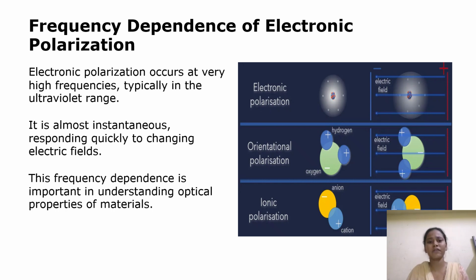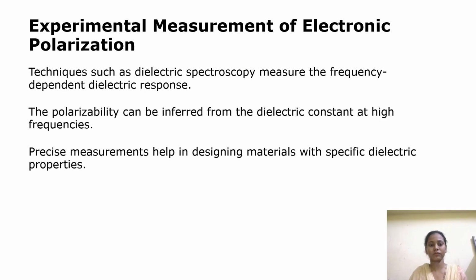Frequency dependence of electronic polarization. Electronic polarization occurs at very high frequencies, typically in the ultraviolet range. It is almost instantaneous, responding quickly to changing electric fields. This frequency dependence is important in understanding the optical properties of materials.